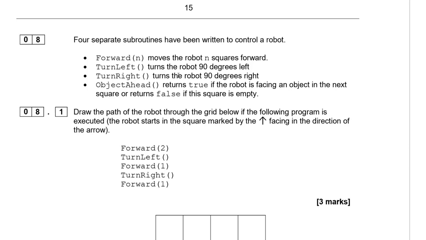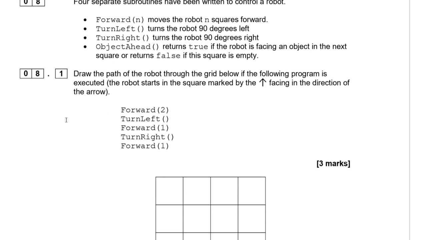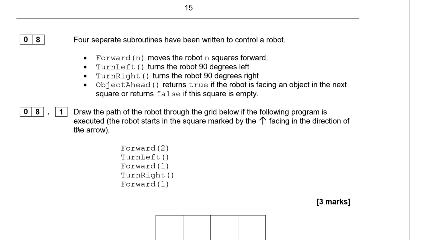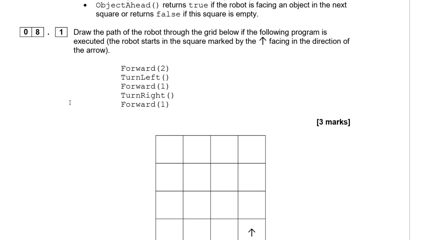Question 8 begins with 4 separate subroutines that have been written to control the robot: forward, turn left, turn right, and object ahead, which will tell you if there's an object ahead by returning true or false. Forward is actually moving between squares here, and turning left and turning right are just 90 degrees, a single axis rotation as opposed to any movement. This isn't a question where you would need any theory we've looked at. It's a purely application question, so they're never going to be too hard.